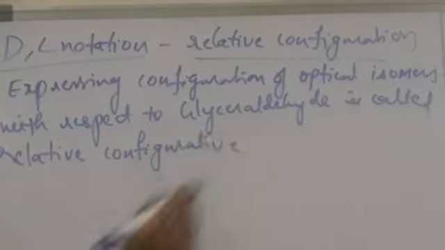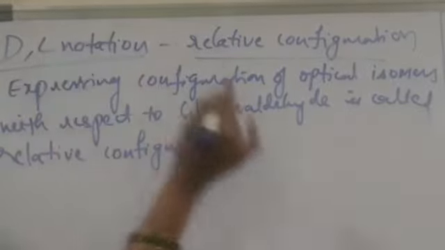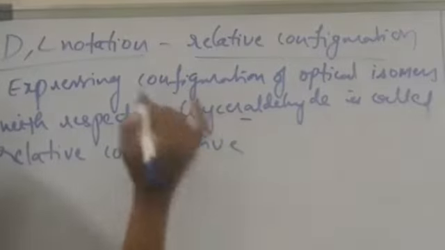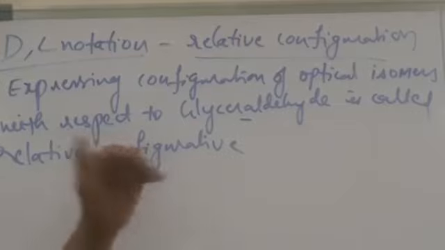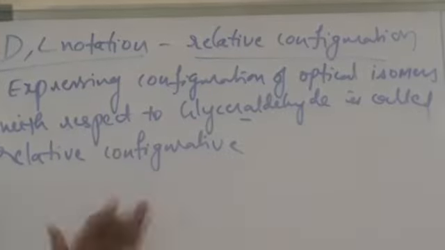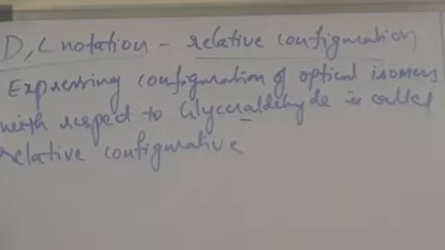Relative configuration. So for DL notation, here glyceraldehyde is the base compound. Then DL notation is applicable for carbohydrates and amino acids. Mostly carbohydrates and amino acids.